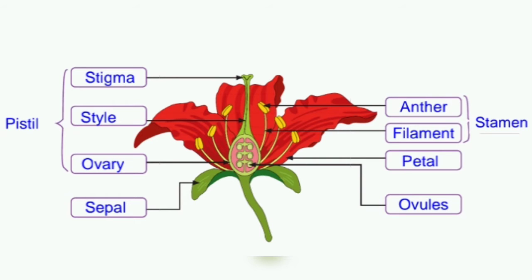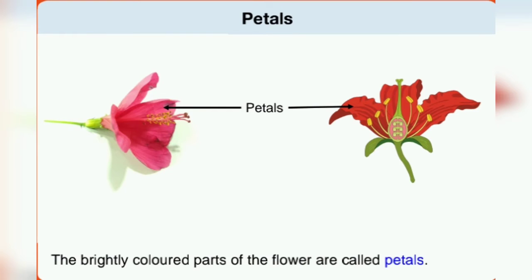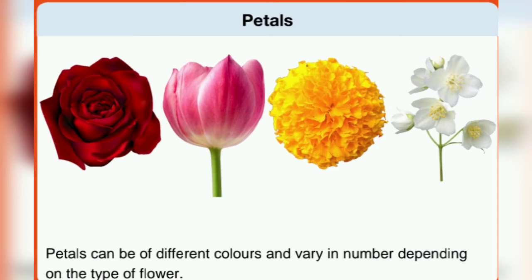You can see clearly in the picture, the parts of a flower are shown. Let us study about these parts one by one. The colored part of the flowers are called petals. You might have seen flower petals of different colors. We have seen yellow, red, pink, white. Petals can be of any size and any color.